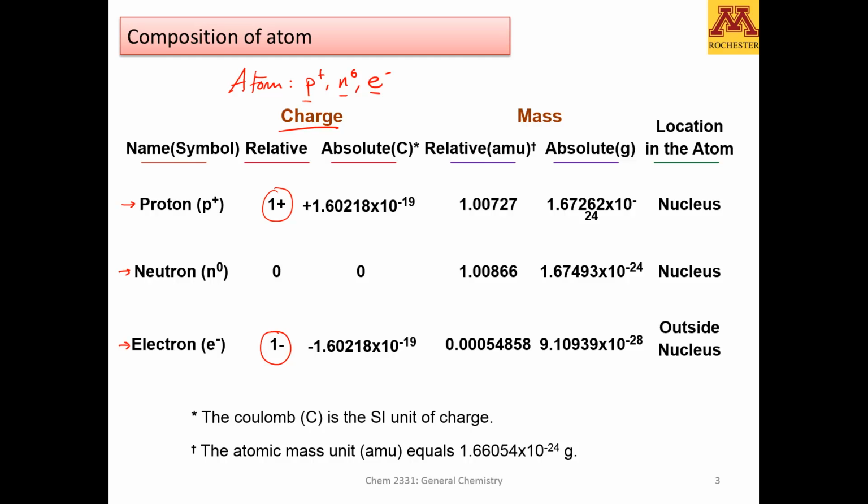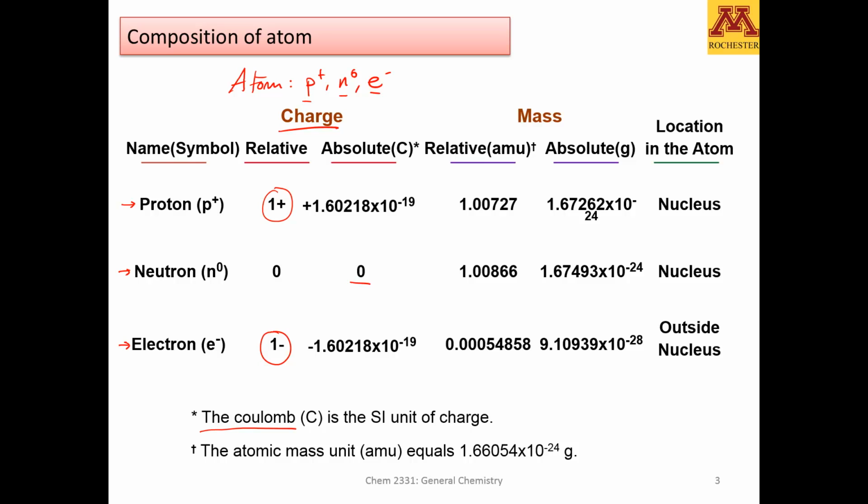Because in SI units, the unit of charge is called the coulomb, so this means that a proton is not plus 1, it's actually plus 1.6 times 10 to the negative 19 coulombs. And it's important to know that the electron has the same charge but opposite, so both protons and electrons have the same magnitude of charge. Neutron has 0 charge, so it's not attracted by positive or negative charges.